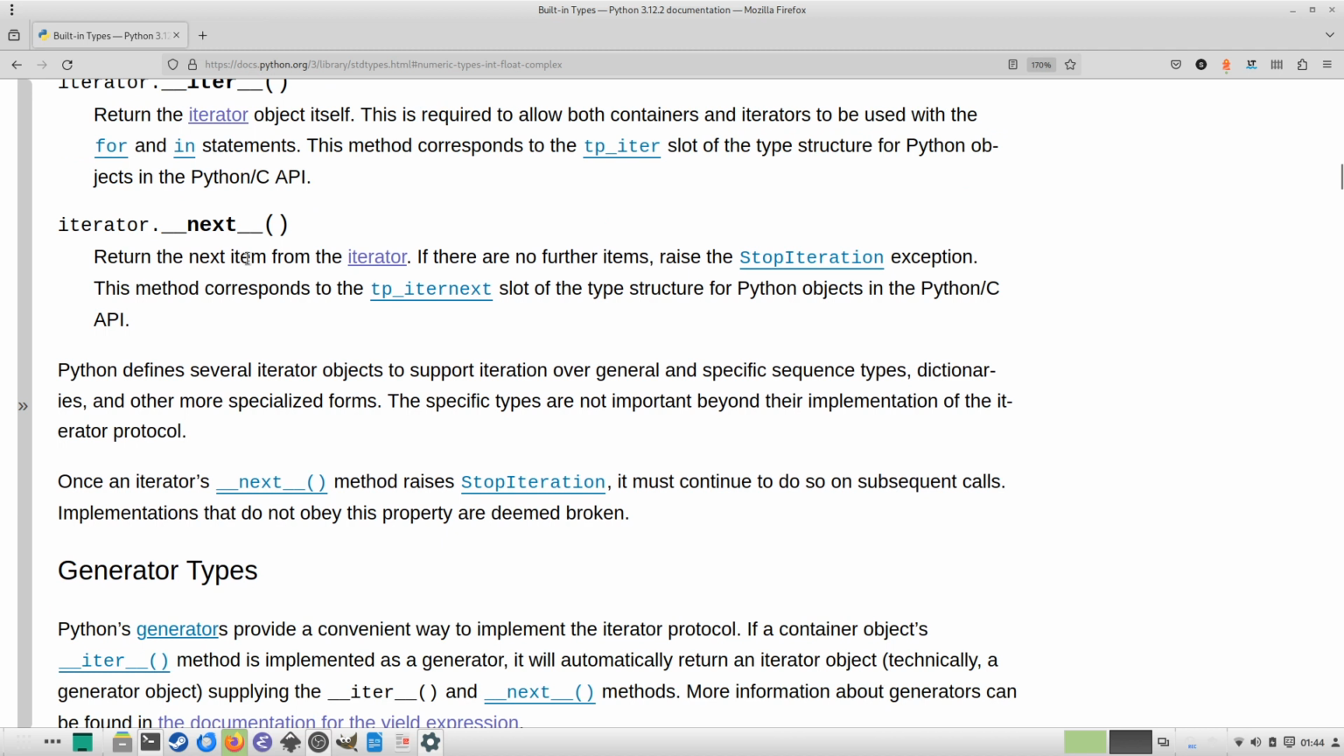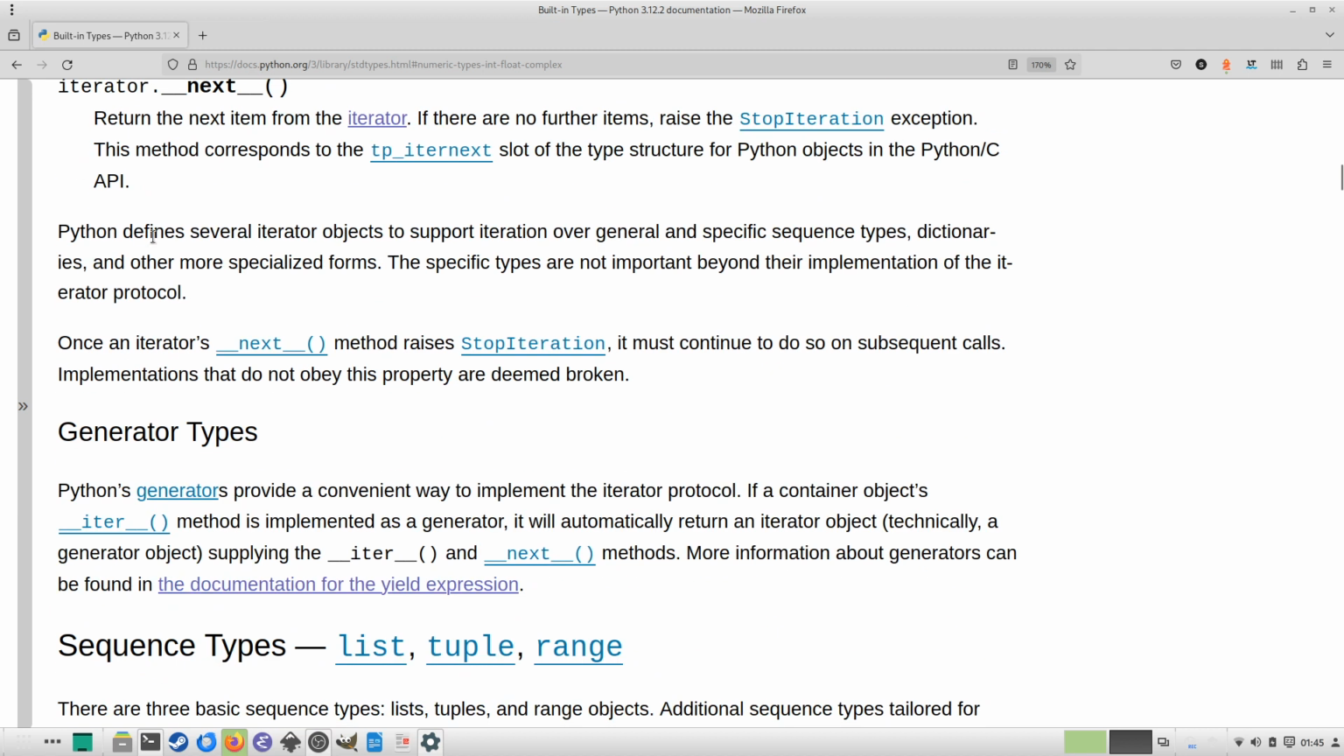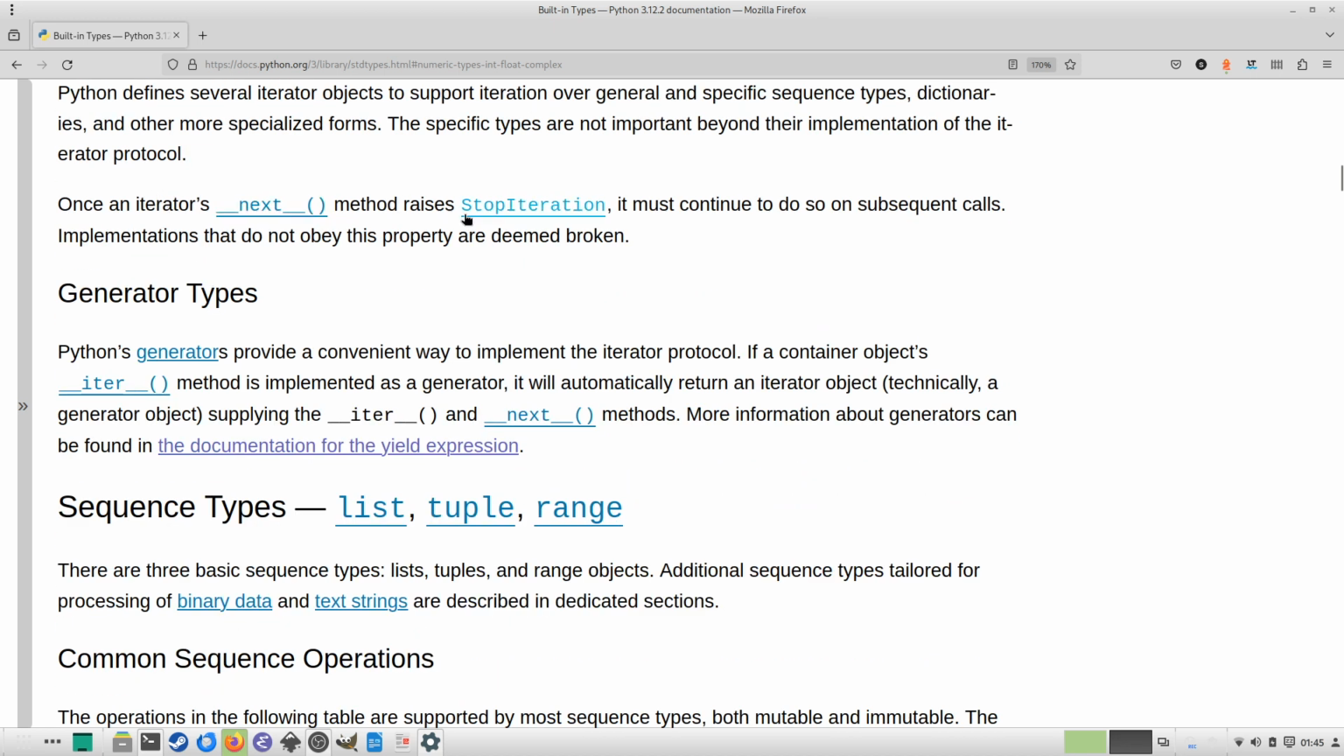__next__ returns the next item from the iterator. If there are no further items, raise the StopIteration exception. This method corresponds to the tp_iternext slot of the type structure for Python objects in the Python/C API. Python defines several iterator objects to support iteration over general and specific sequence types, dictionaries, and other more specialized forms. The specific types are not important beyond their implementation of the iterator protocol. Once an object's __next__ method raises StopIteration, it must continue to do so on subsequent calls. Implementations that do not obey this property are deemed broken.